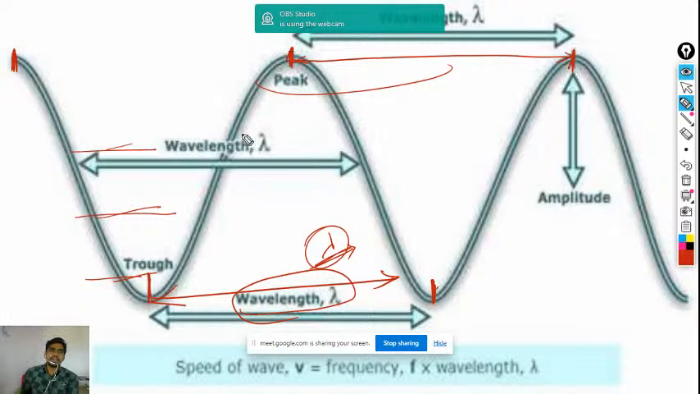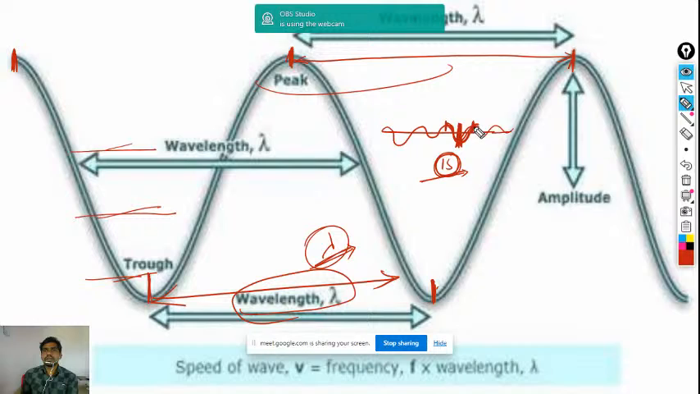Next, frequency. If I keep a point and observe a passing wave for 1 second, how many waves pass in 1 second? Wave means this part. In 1 second, how many waves can move past a particular point is said to be frequency. Frequency means the number of waves passing through a particular point in a given time, or in 1 second.